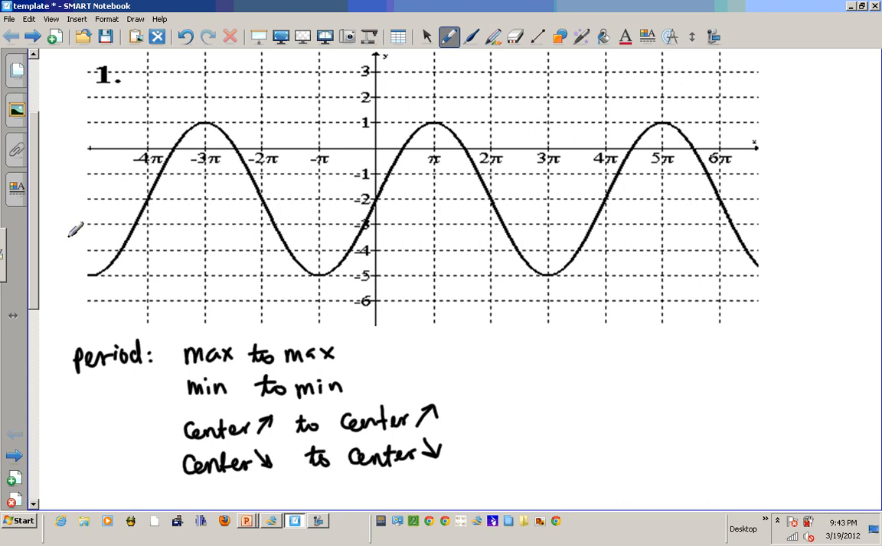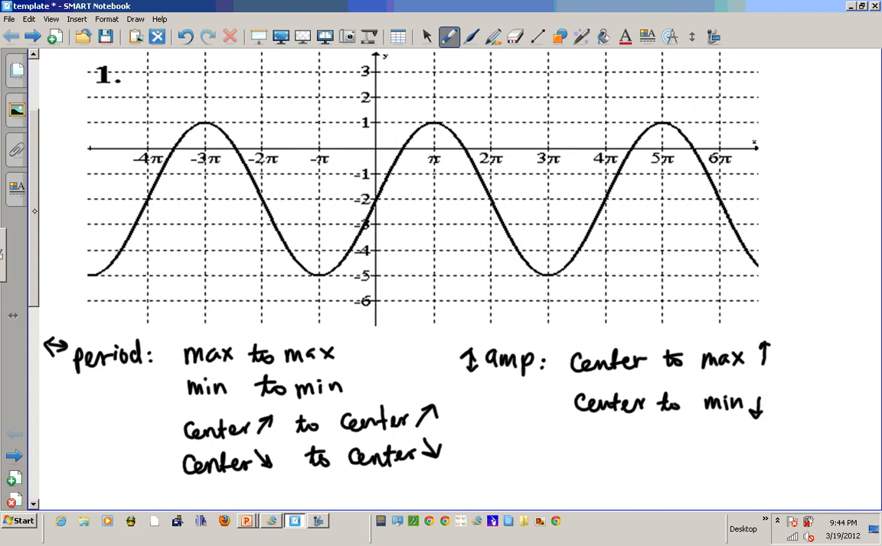Okay, so remember, period is side to side. And if you want to find the amplitude, that goes up and down. Basically, you go from center to max, that's going up, or you go from center to min, that's going down. Alright, so let's take a look at this graph.